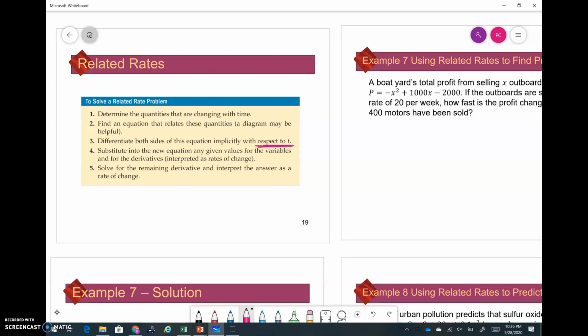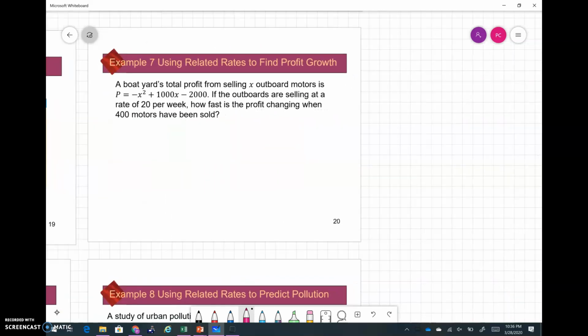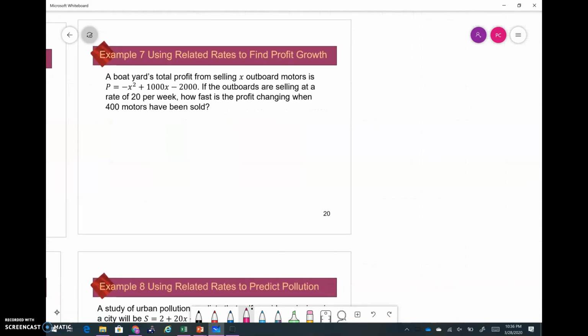So let's look at example 7. It says a boat yard's total profit from selling X outboard motors is P equals negative X squared plus 1,000X minus 2,000. If the outboards are selling at a rate of 20 per week, how fast is the profit changing when 400 motors have been sold?